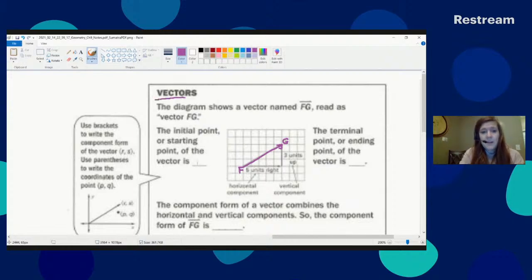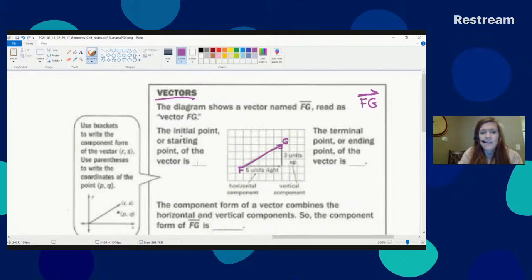So we're going to talk about what a vector is. How do we talk about vectors? How do we name them? So this vector right here is named FG, read as vector FG. Fancy name, right? So let me write this more clearly. We write the vector like this, FG, with this line on top. It's not a ray. It's just got half of a line. So that's what we call a vector.